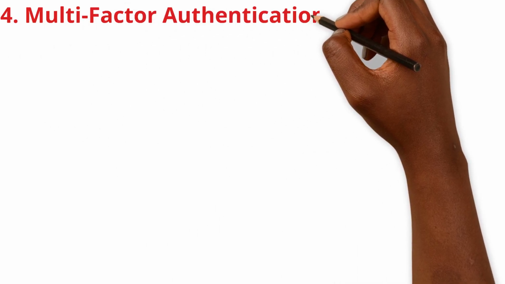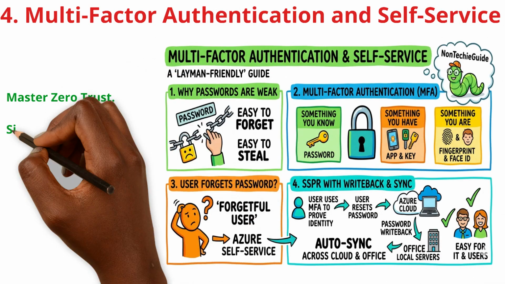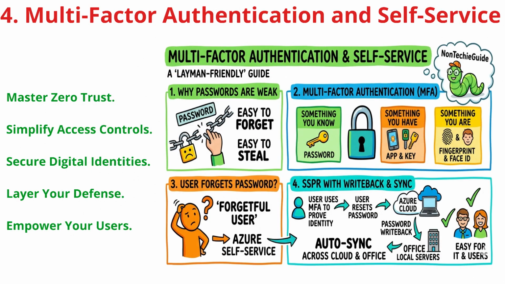We all know that passwords alone are weak. They're too easy to forget, and even easier for hackers to steal. That's why we use multi-factor authentication, or MFA, to add extra layers of protection. By combining something you know, like a password, with something you have, like a phone app, or something you are, like a fingerprint, we make unauthorized access nearly impossible.